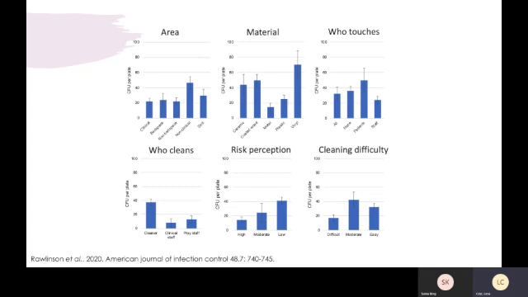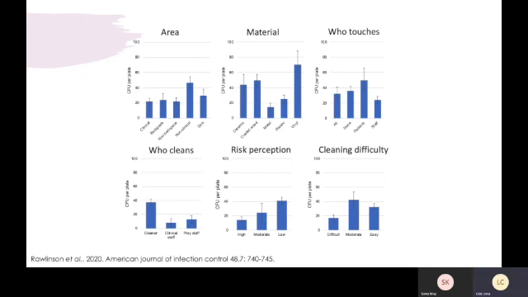And then again, depending on who touches, we found that the surfaces that were the most contaminated were those that were touched by patients and their parents. And the ones that were least contaminated were those that were touched exclusively by staff. And again, that makes sense because we would expect staff to be adhering to good hand hygiene, so we would expect those surfaces to be the least contaminated.